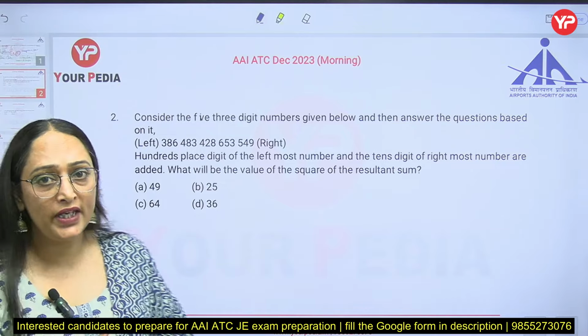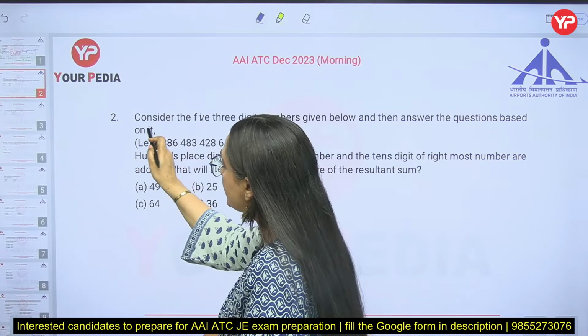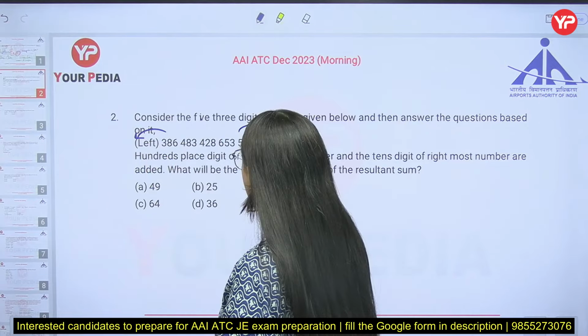When we check this question, there are some numbers, and this is our left side and this is our right side.